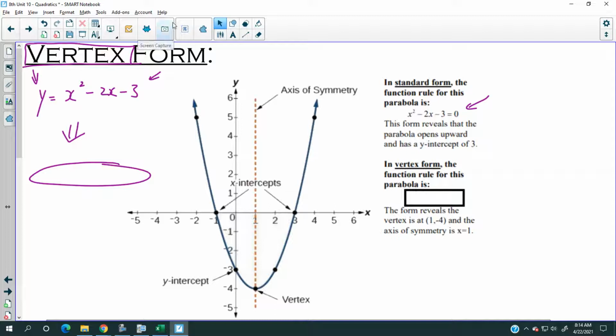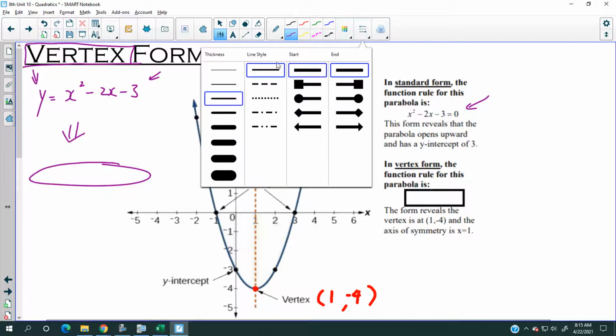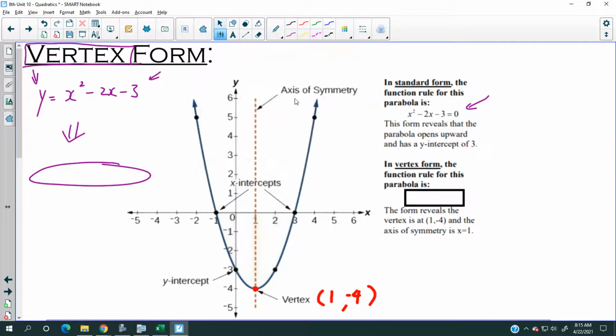Since this is called the vertex form, we're going to focus on the vertex for a second, which is down here. What's the coordinate of this vertex? Take a look. Yeah, it's (1, -4). Keep that in mind. That's the vertex, and I'll show you the vertex form, and tell you what that means.